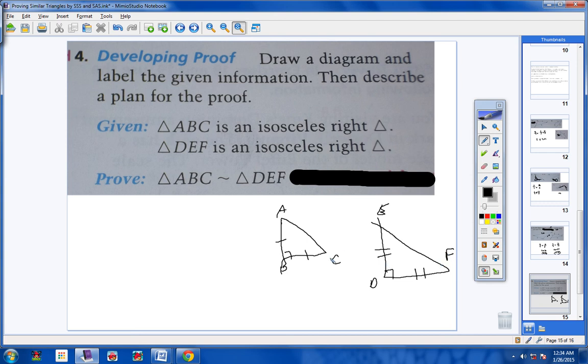Alright, here we go. Now, ABC is an isosceles right triangle, DEF is isosceles. Prove that they're similar. Well, guys, it's so easy. Let's use numbers to prove this. Let's say this length right here is 5. And let's say this length right here is 5. They're congruent. Let's say this length here is any number you want, 9. So this length here has to be 9 also.